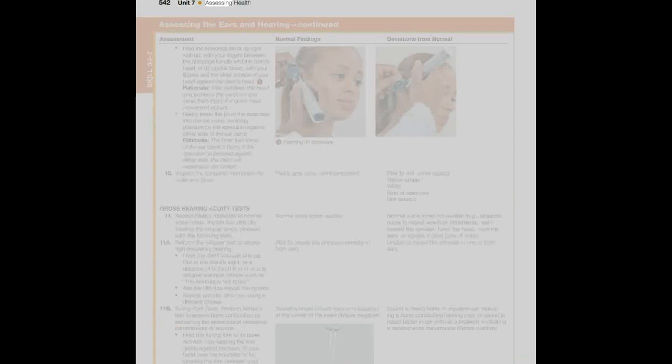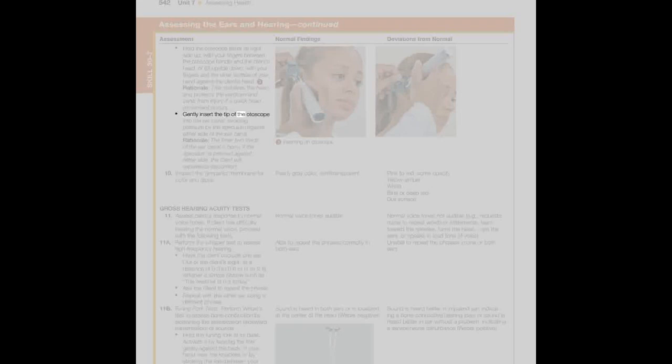Unit 7 Assessing Health. Assessing the ears and hearing, continued. Skill 30-7. Assessment normal findings, deviations from normal. Hold the otoscope either A, right side up, with your fingers between the otoscope handle and the client's head, or B, upside down, with your fingers and the ulnar surface of your hand against the client's head. Rationale: this stabilizes the head and protects the eardrum and canal from injury if a quick head movement occurs.